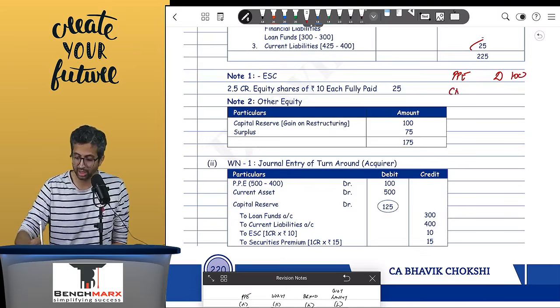PPE debit. Then you have current assets debit. How much are you debiting the current assets by? I think 500 rupees. Then, you will credit the current liabilities. You will credit the loan. I think current liabilities at 400, loans at 300, and you will issue shares.